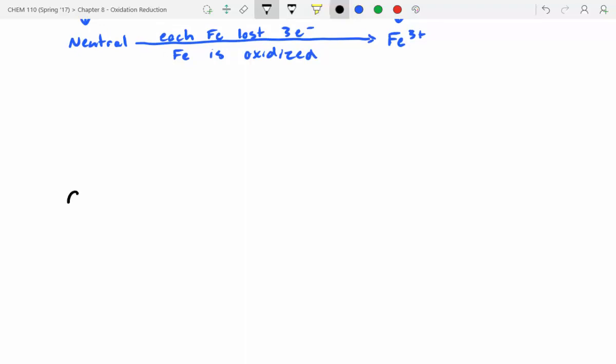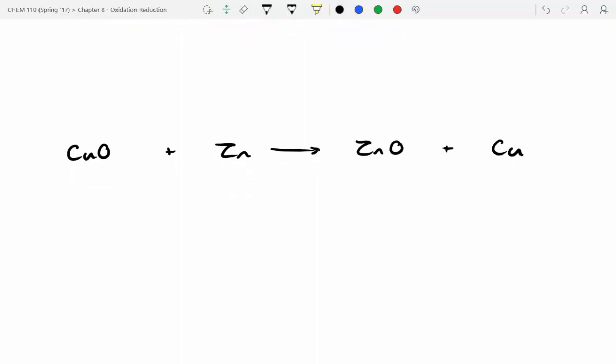Let's do CuO. What's this going to be called? Copper oxide, or do we have to have a Roman numeral in there? Is it going to be copper 1 or copper 2? Copper 2 oxide. Okay, so copper 2 oxide plus zinc will react to form zinc oxide plus copper metal. All right, first thing you should do is determine whether or not your equation's balanced. And then what I want you to do is identify whether or not an element was reduced or oxidized.